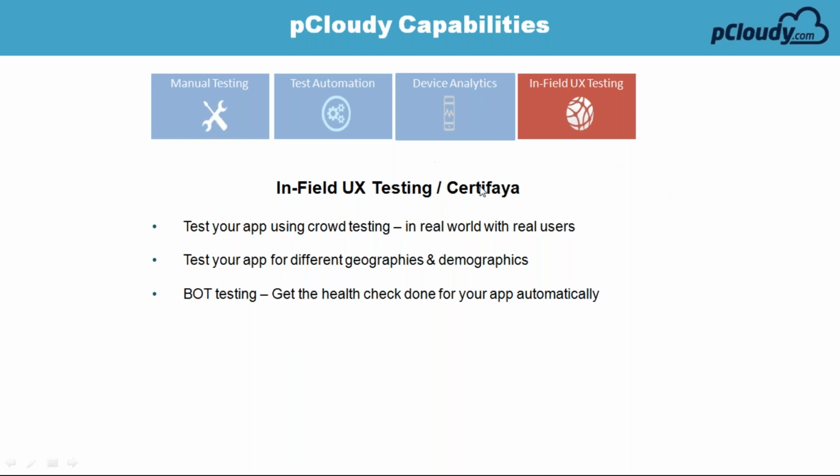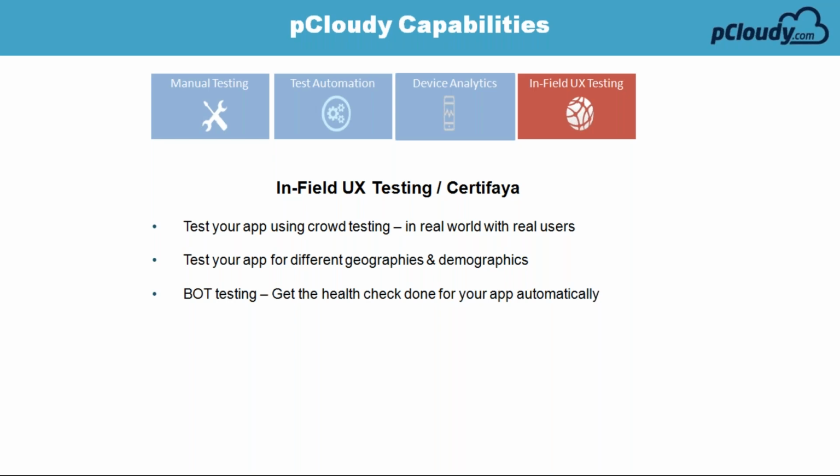Now we are calling it Certifier. Basically, it's AI based bots which we have at pCloudy, which will give you a quick health check of your application without your manual intervention. As a user, you just have to submit your application and these bots will do the testing automatically to give you a quick health check in terms of any obvious crashes. There will be some functional testing done and it will give you a lot of screenshots to make out whether there is some issue with the screen or any functionality.